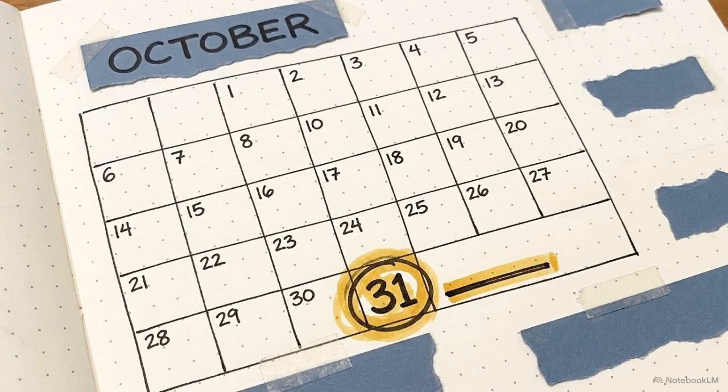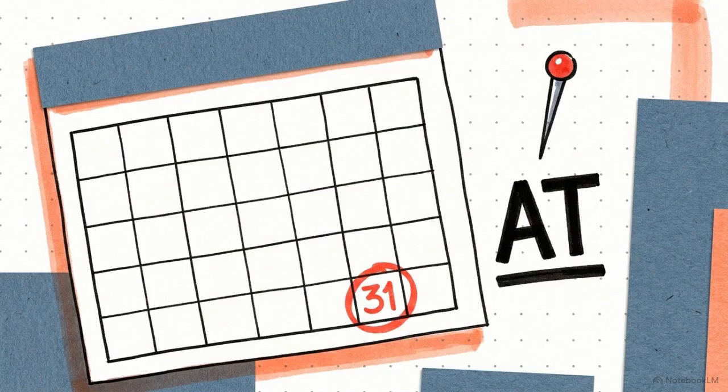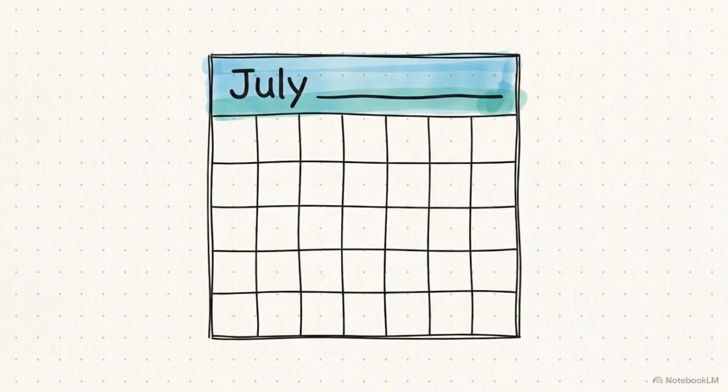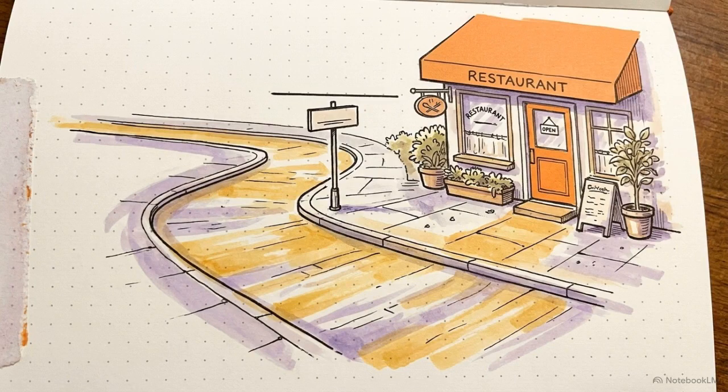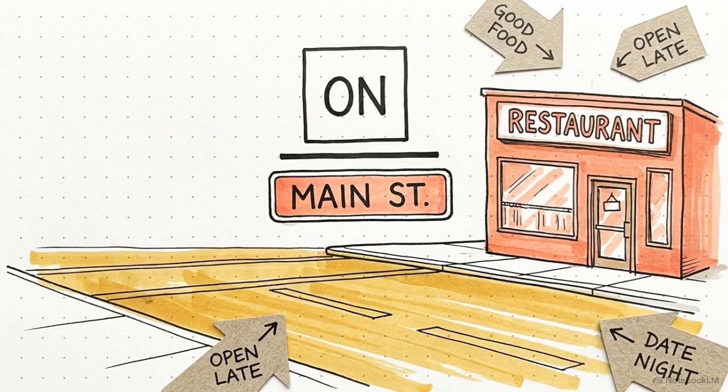Take this sentence. The project is due blank the end of the month. Because the end of the month describes a pinpoint moment in time, the correct answer is at. Next, my birthday is blank July. A month is a large 30-day container. This makes it wide enough for the preposition in. And finally, there is a restaurant blank Main Street. Since a street acts as a flat line or surface, the answer is on.